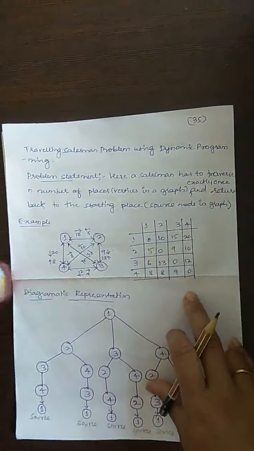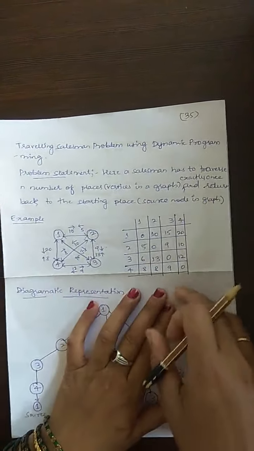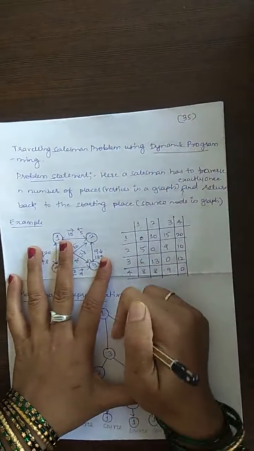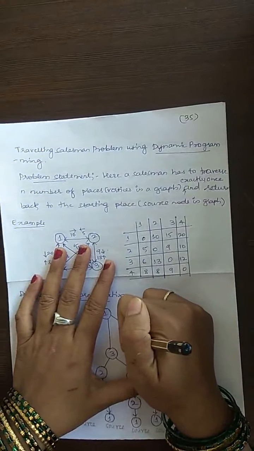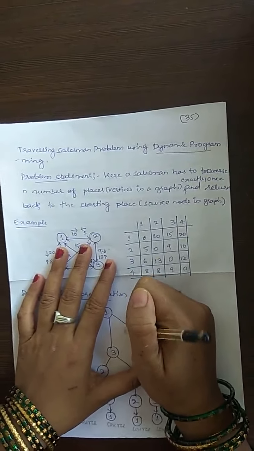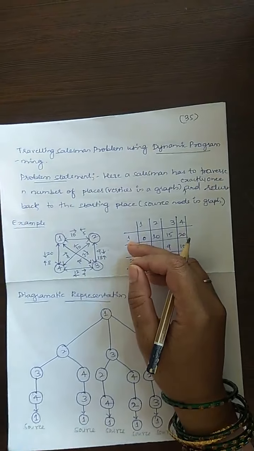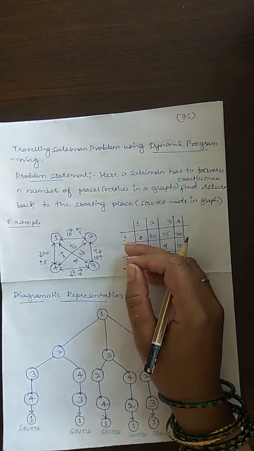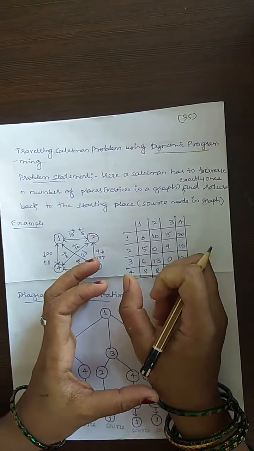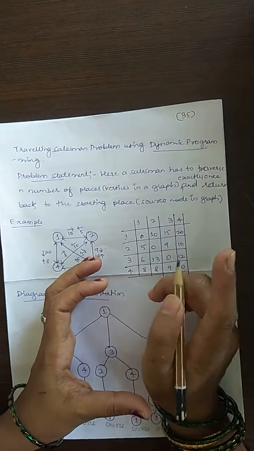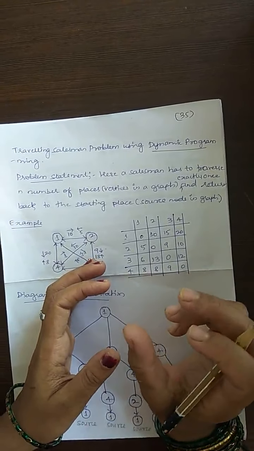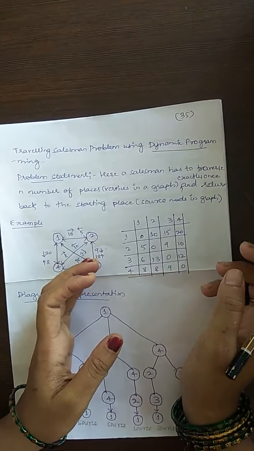Hello friends, in this video we will be studying another important problem which can be solved using dynamic programming, that is the traveling salesman problem. The problem statement is: there is a salesman who has to travel to n number of cities. He has to visit each city only once and get back to the main source city from where he had started.